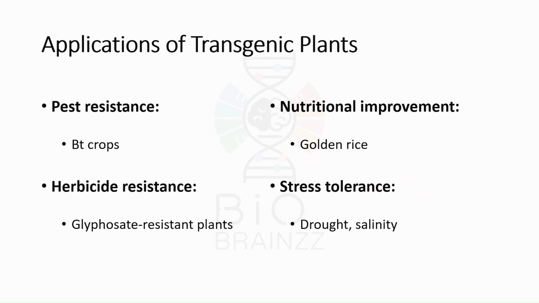Transgenic plants are widely used in agriculture. One important application is pest resistance, like Bt crops, which can kill insect pests. Another application is herbicide resistance, which helps farmers control weeds easily. They are also used for improving nutritional value like golden rice, which has more vitamin A. Additionally, transgenic plants can be made tolerant to stress conditions like drought and salinity, which is important for agriculture.